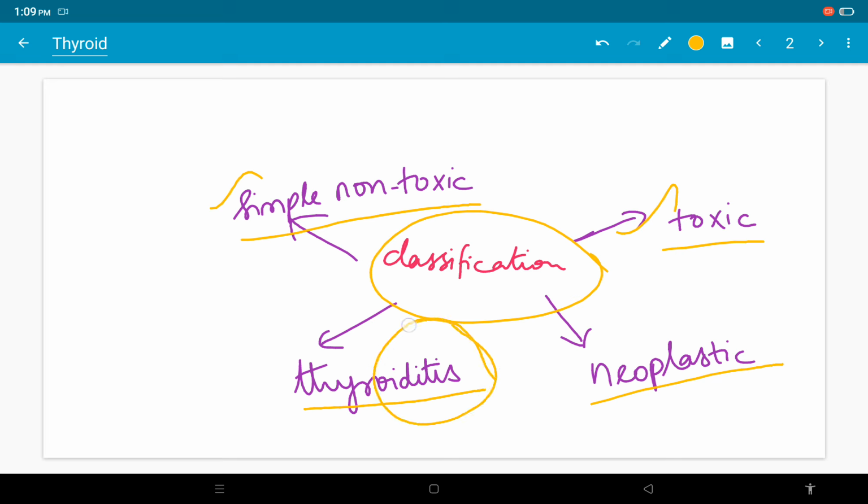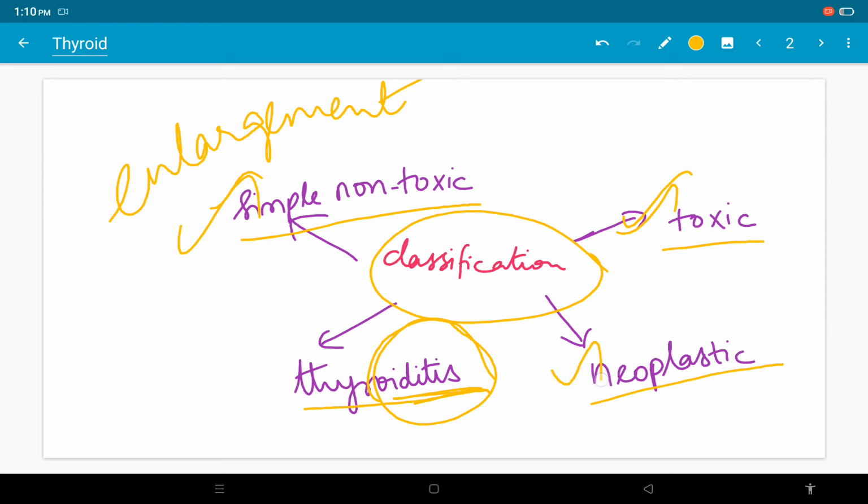Goiter due to thyroiditis means, itis means inflammation. So it can be either of autoimmune origin or due to other inflammatory reasons. So it may also cause goiter. So enlargement of the thyroid gland could be either due to non-neoplastic reasons, which include simple non-toxic and toxic goiter, or neoplastic goiter, or thyroiditis goiter.